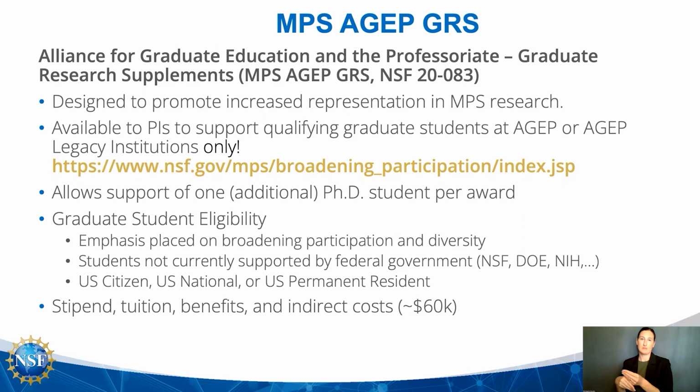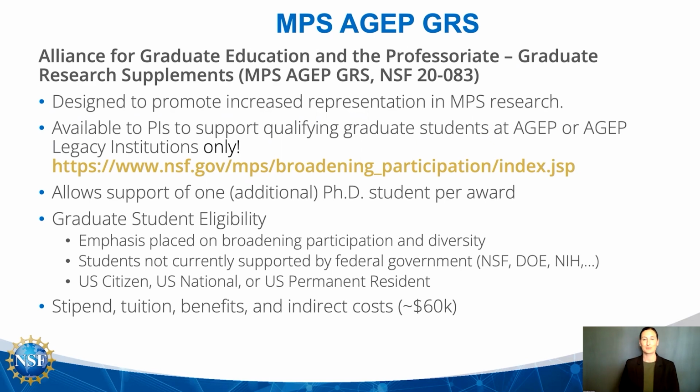So in order to apply for this, you need to have a grant, or you need to have a pending grant. Okay. And they can only go to AGEP or AGEP legacy institutions, which is a large enough group of institutions that it's worth talking about in a general audience, because a lot of you will be working at AGEP institutions or AGEP legacy institutions. There's a URL that has the full list. Okay. And basically it's full support for one student for 2 or 3 years, up to 3 years, I think it is.